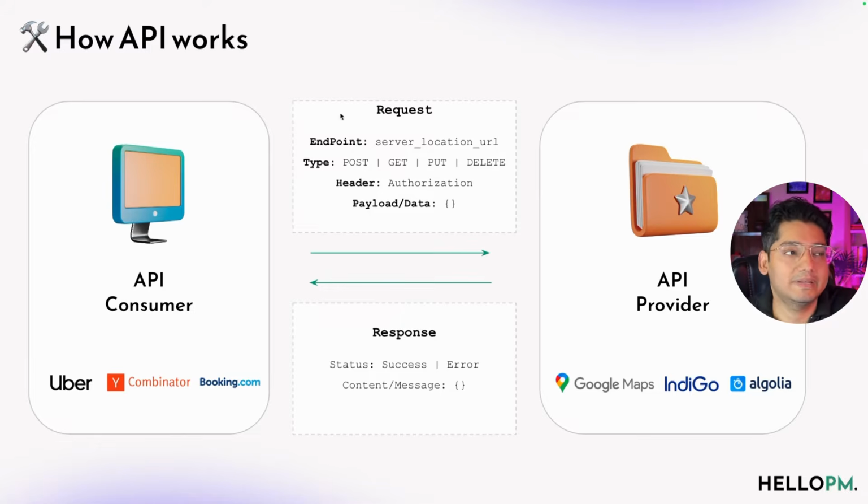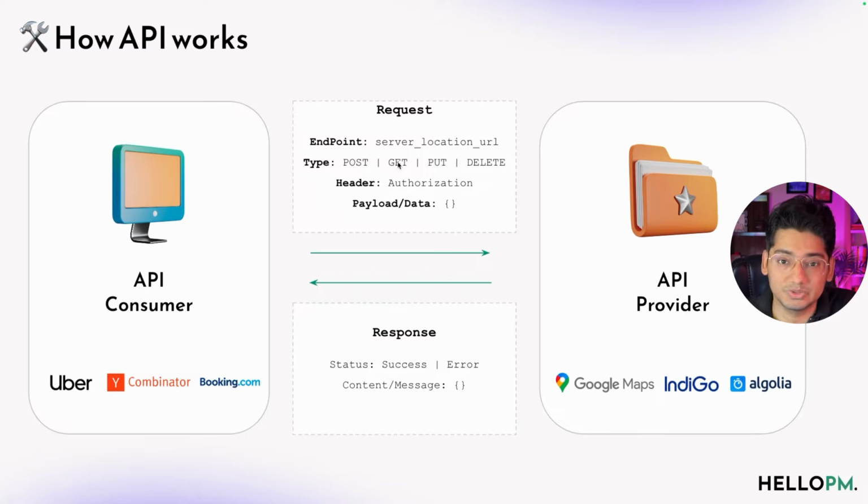So an API consumer has to send a request saying I want this. A request contains an endpoint, which is the location through which the API response would be generated. Second is the type. You can do 4 things in an API. You can add data, you can edit data, you can delete data, or you can fetch some data. These 4 things are possible, and for that we have 4 terms. An API can post, which is used for adding data to the API.